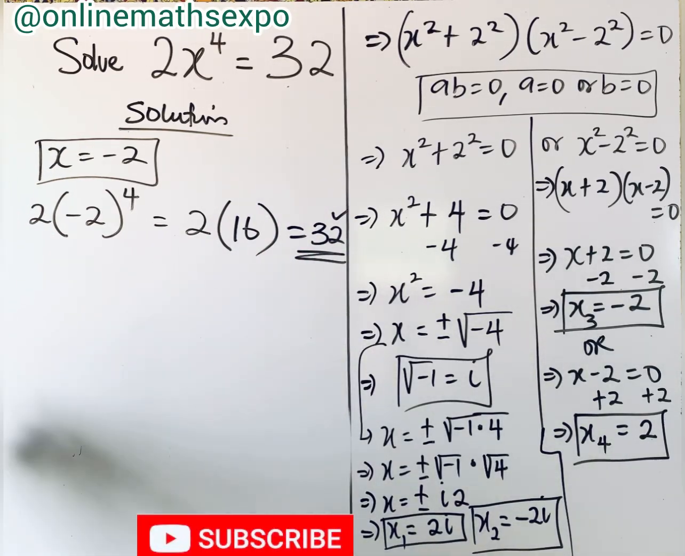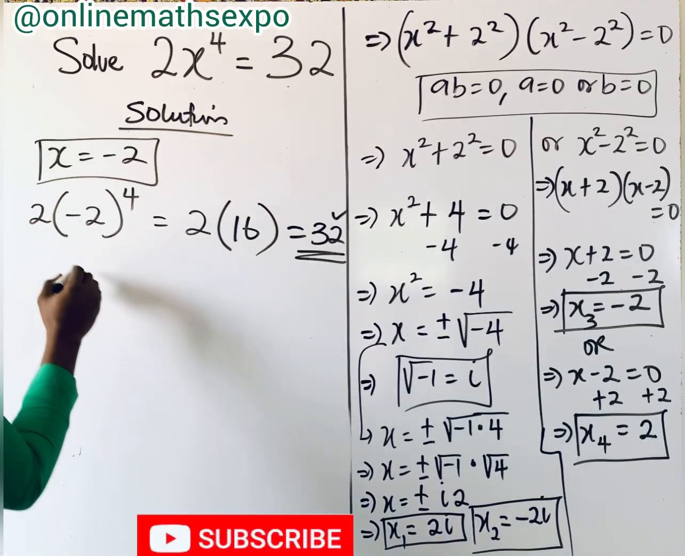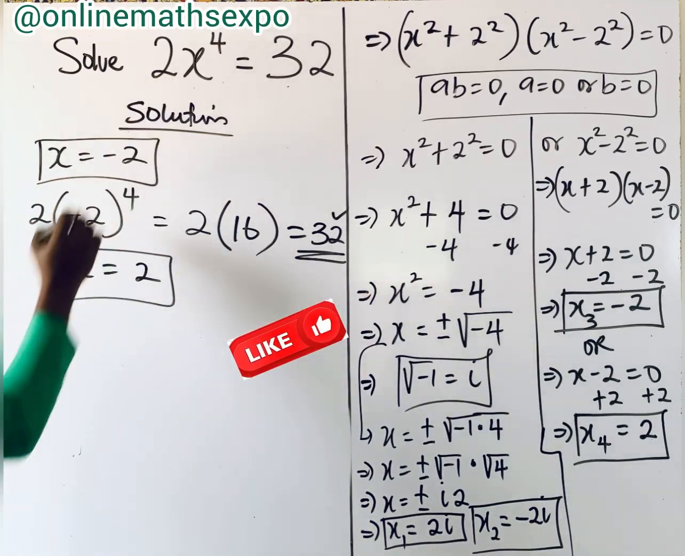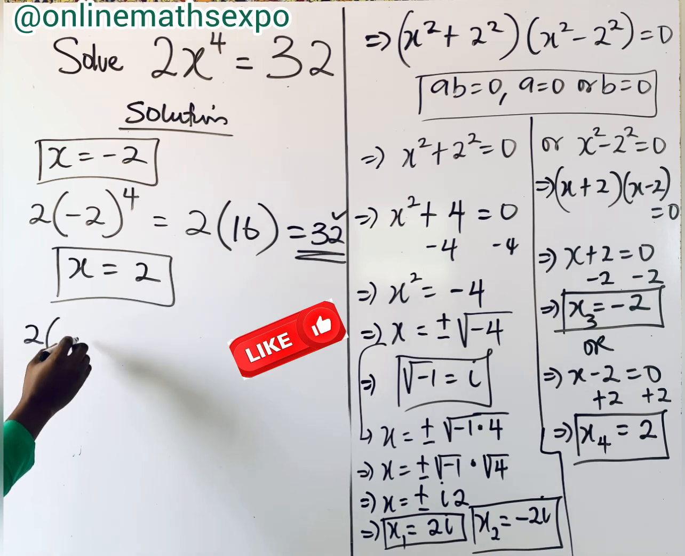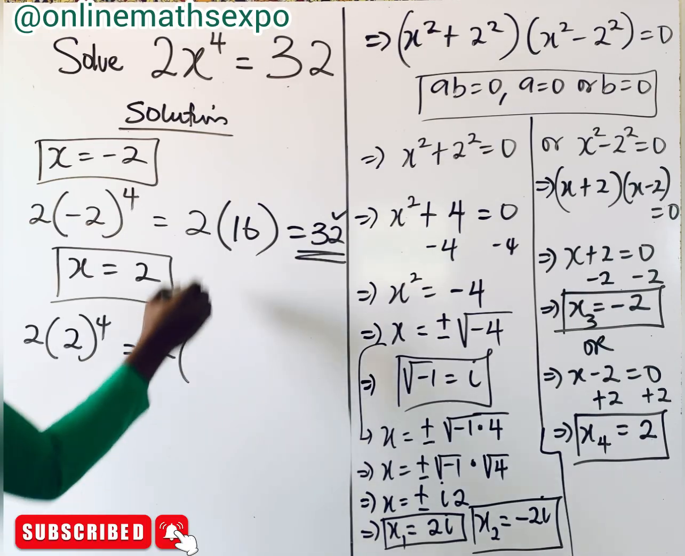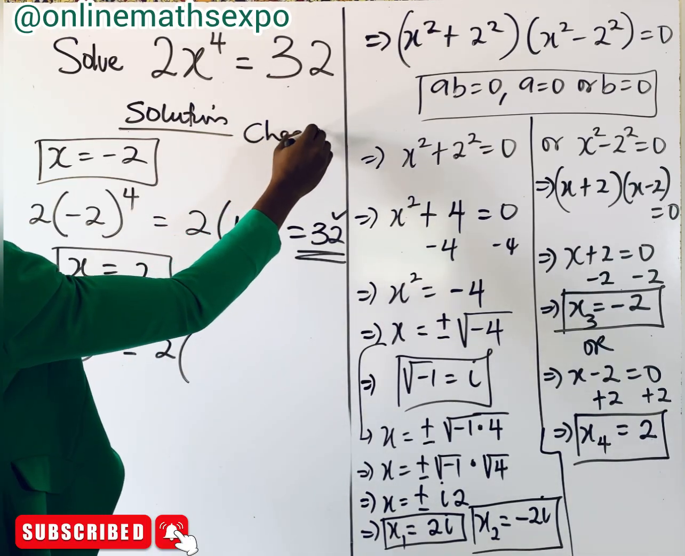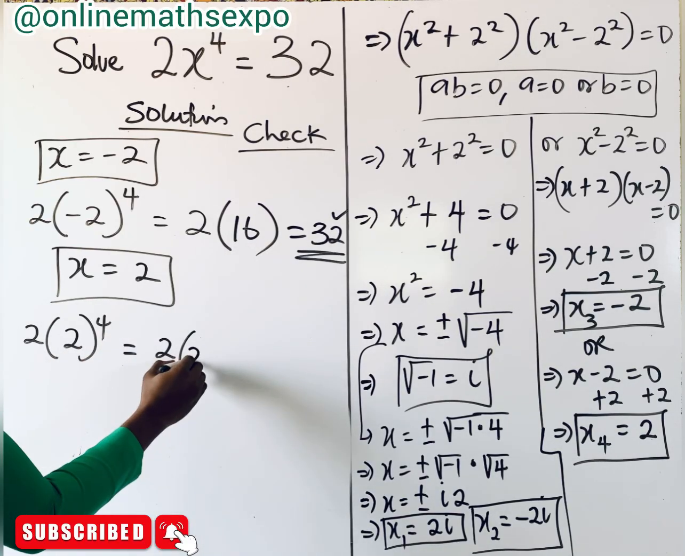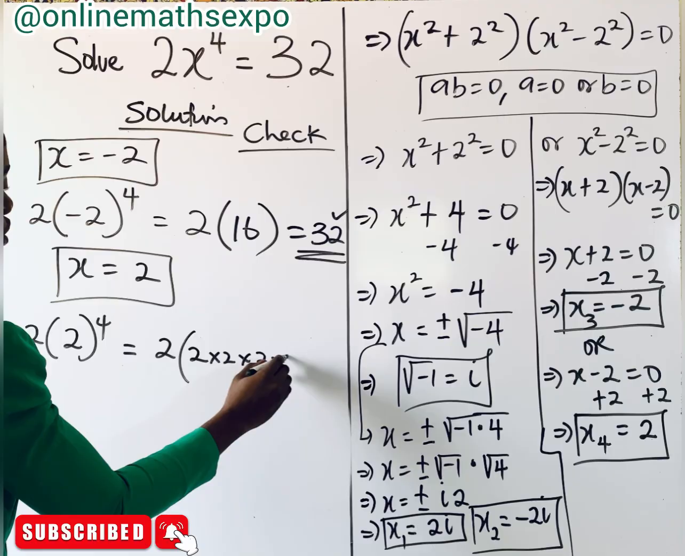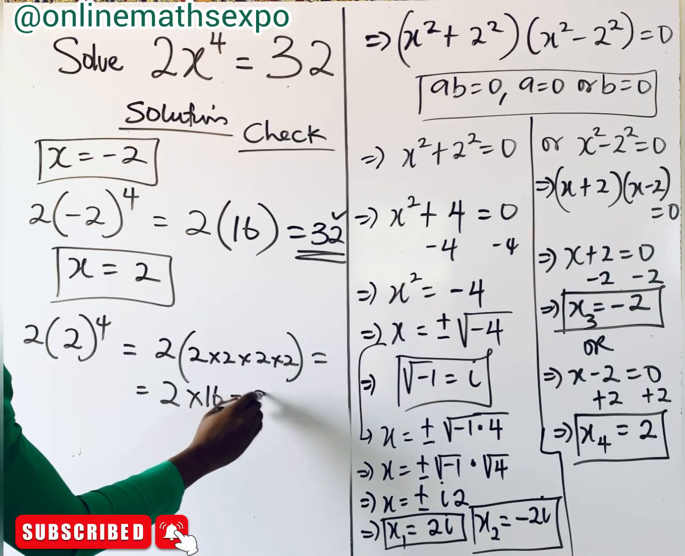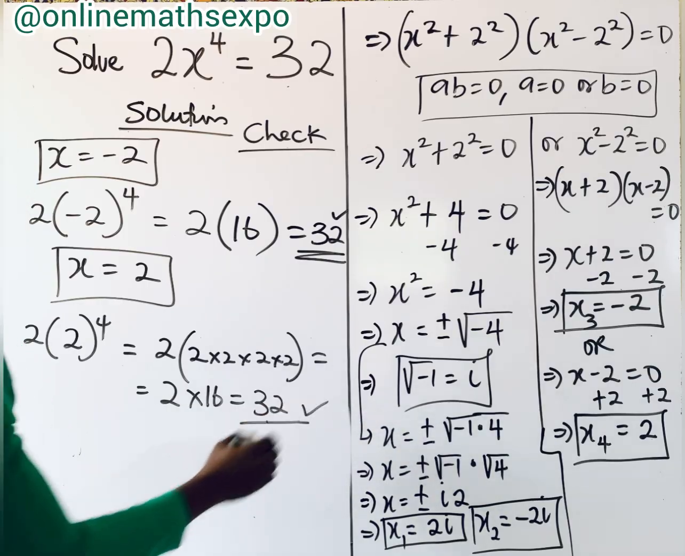Okay. Let's check from when x is 2. Put it back here. We have 2 into 2 raised to the power of 4. Remember we are checking, so this is a check. 2 raised to the power of 4 is 2 multiplied 4 times, and when you do that, it gives you 16. So we have 2 times 16 is 32. I hope you see that.